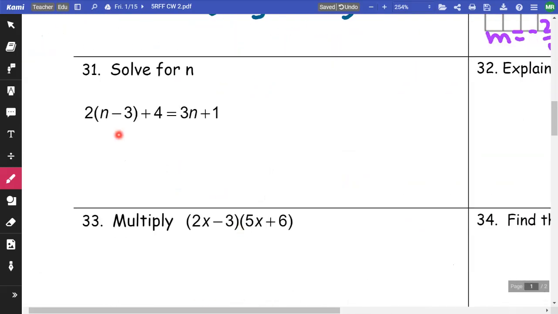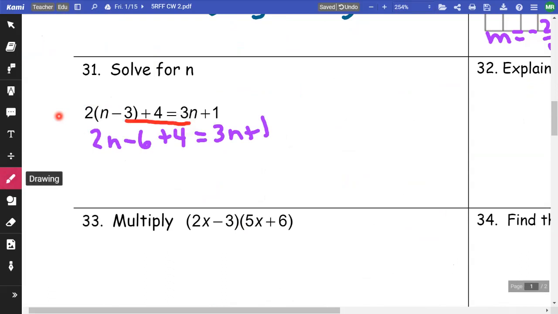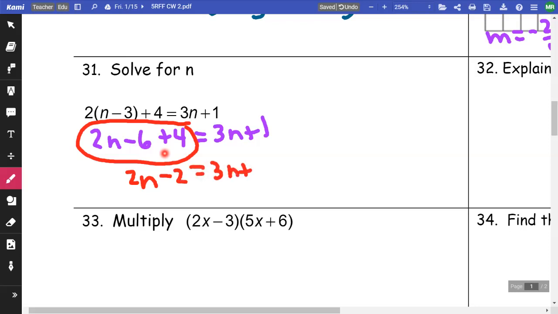On 81, I'm solving for n, so I'm going to distribute this 2. That's the first thing I'm going to do. So I'm going to get 2n minus 6 plus 4 is equal to 3n plus 1. Now, the next thing I want to do is combine like terms. So this is going to be 2n, and my -6 and my 4, those I can combine, and I'm going to get -2 is equal to 3n plus 1. I am going to subtract 2n from both sides.